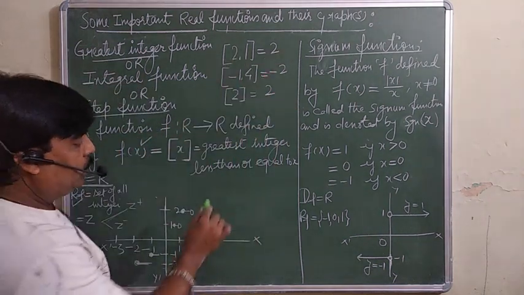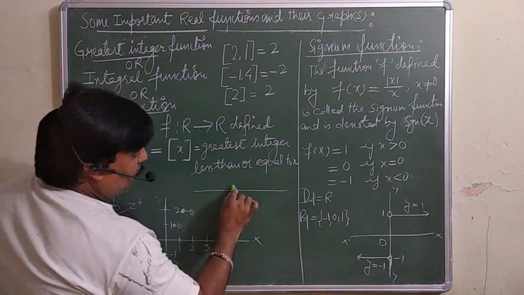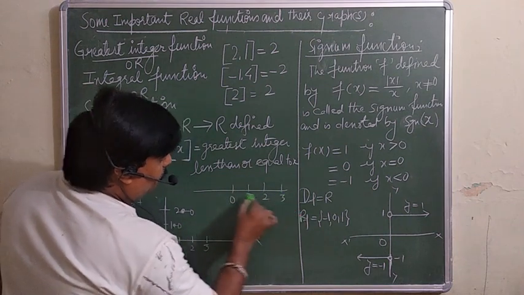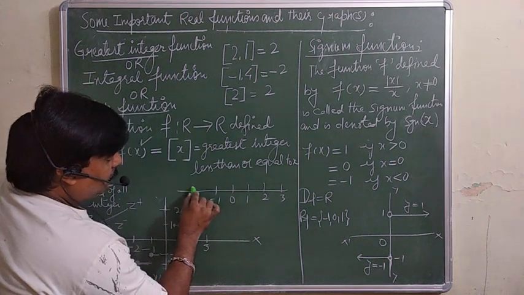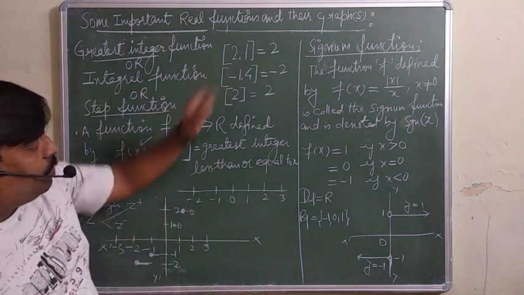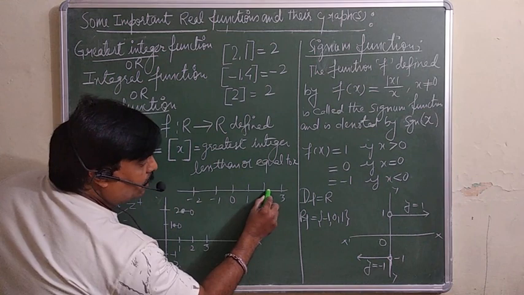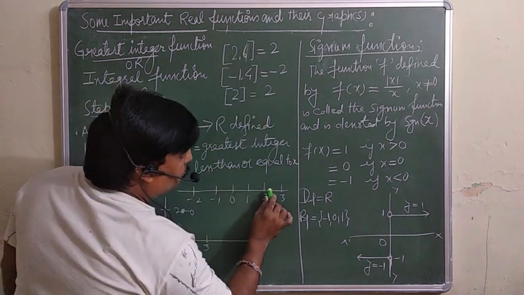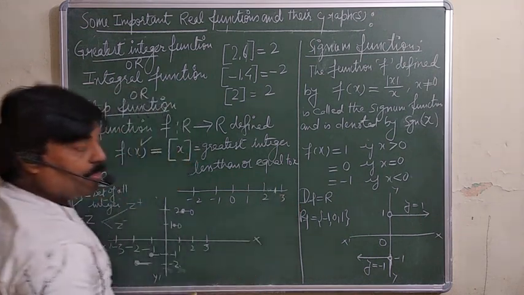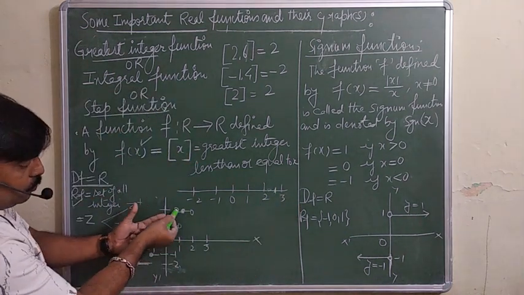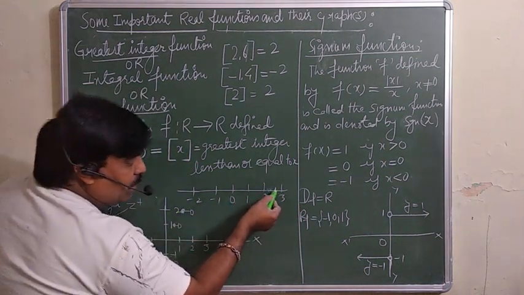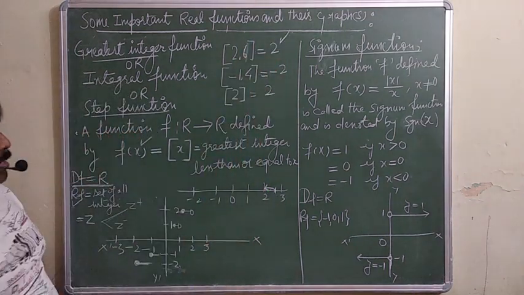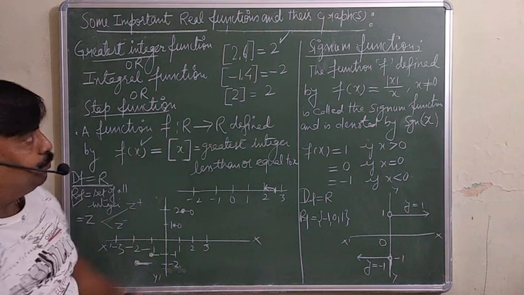Just see now, this is your number line. Your numbers are 1, 2, 3. This is minus 1, minus 2. Suppose you are taking 2.1, so your point is here. Or in place of this, suppose I am taking 2.6, so this is your point here. You are supposed to come towards the integer, coming this side only. So your greatest integer will be equal to 2.